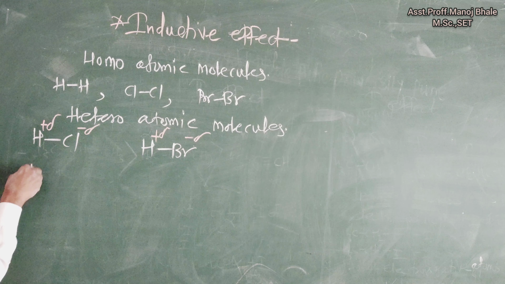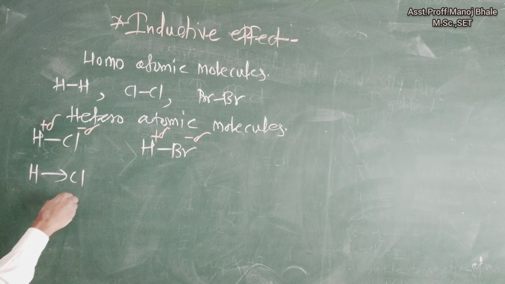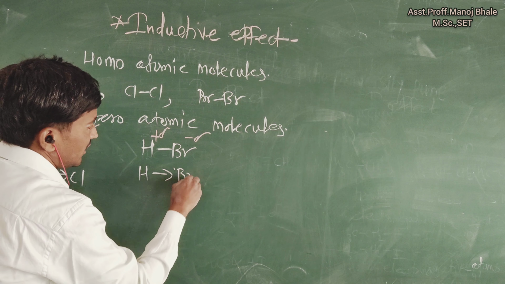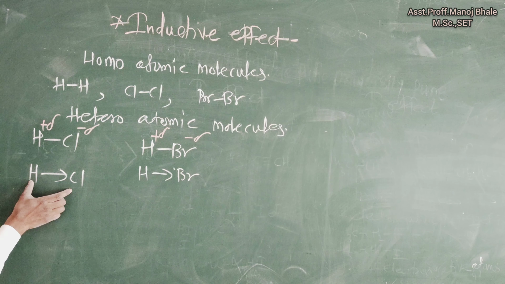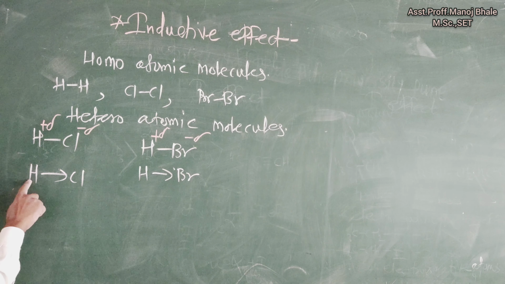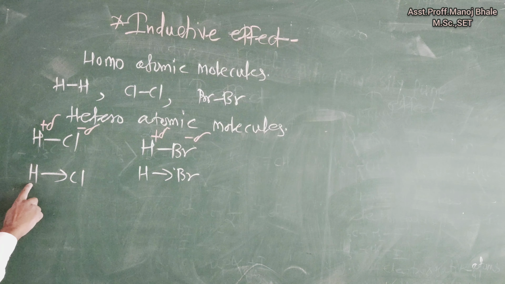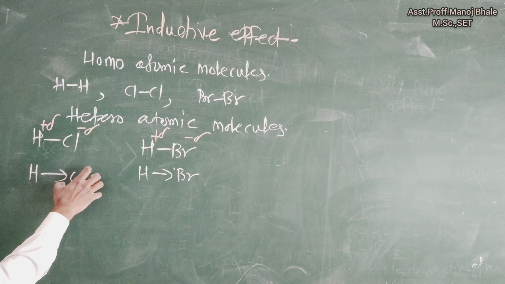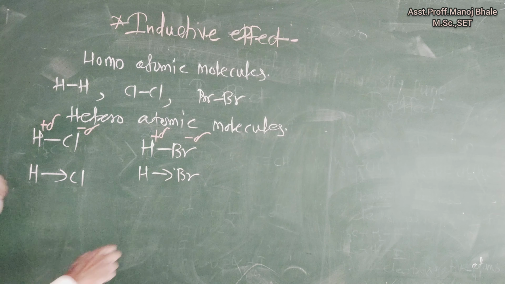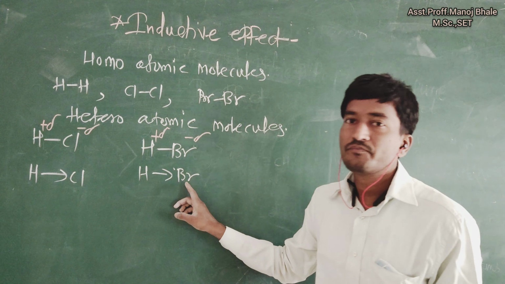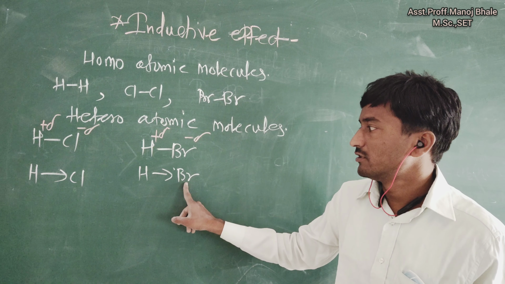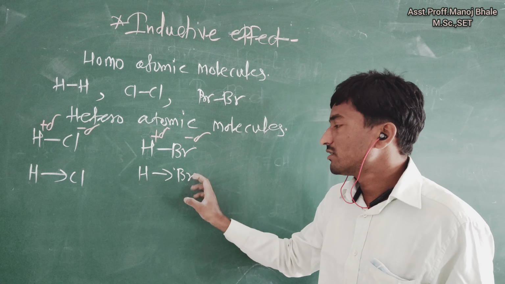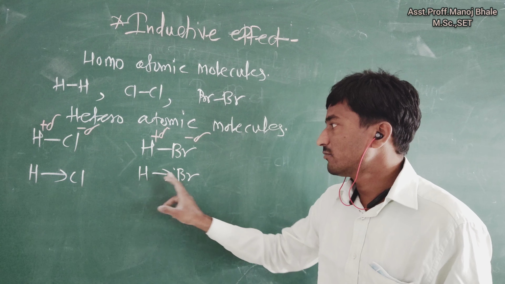So there is a movement of the electron from the hydrogen to the chlorine in the first example, and in the second example, movement of the electron from the hydrogen to the bromine. In the first example, this arrow indicates movement from hydrogen to chlorine, because chlorine is more electronegative and hydrogen is less. So chlorine withdraws electrons towards itself. In the case of HBr, Br is also more electronegative, so it withdraws electrons towards itself. This arrow indicates movement of the electrons.